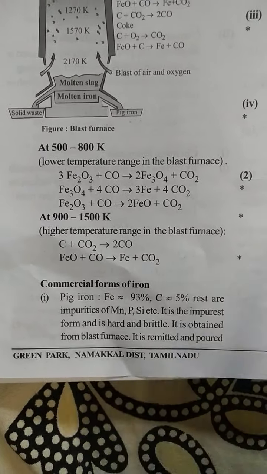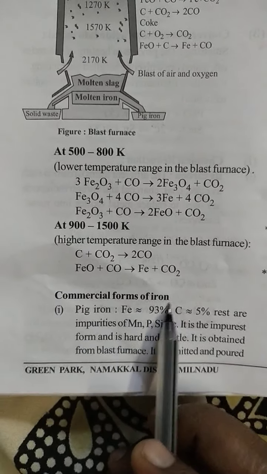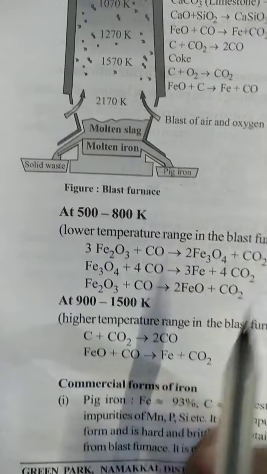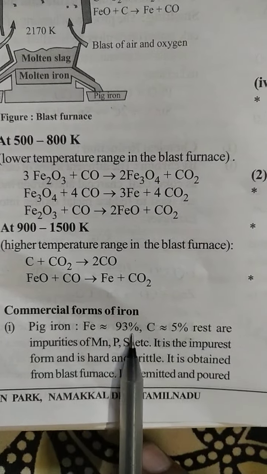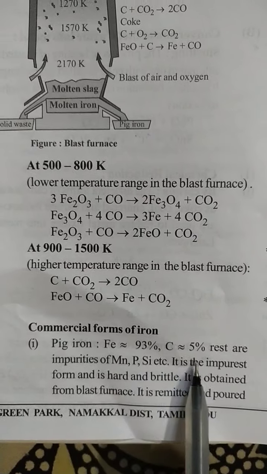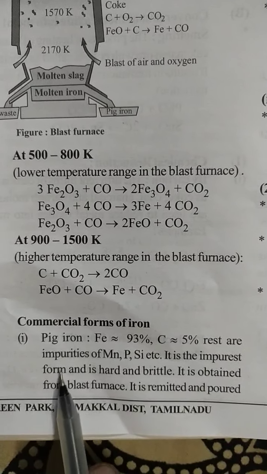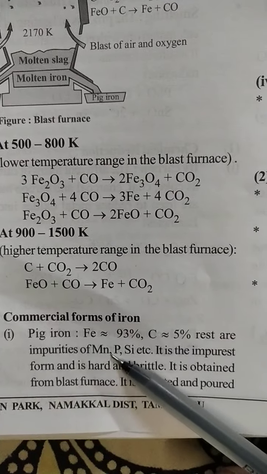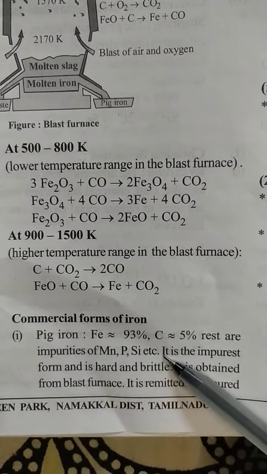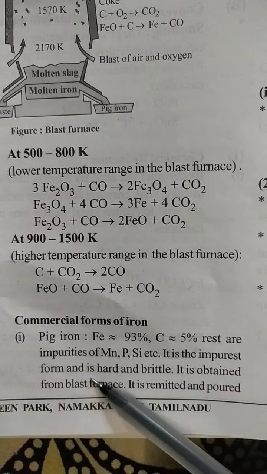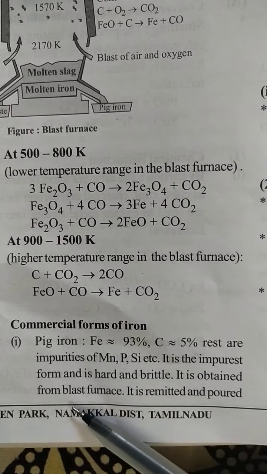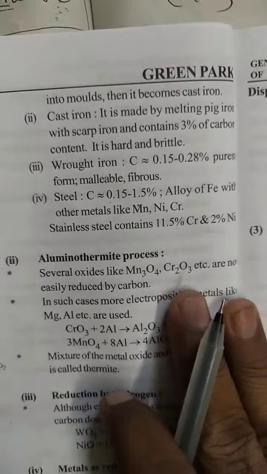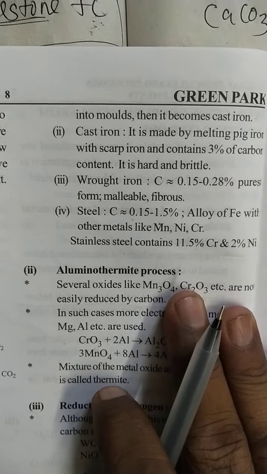Okay, my dear students. Now see here, the commercial form of iron, pig iron. Pig iron is formed after removing the solid waste. Pig iron means 93% iron and 5% carbon. The rest are impurities: manganese, phosphorus, silicon, etc. It's the most impure form, hard and brittle. It is obtained from the blast furnace. It is remelted and poured into molds, then becomes cast iron.